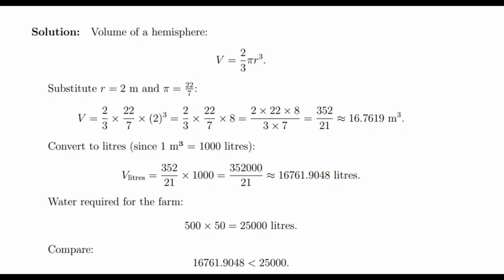So now the water required for the farm. We learn the farm is 500 meter cube, and each square meter requires 50 liters. So the water required for the farm will be 500 times 50, which is 25,000 liters. Comparing with our previous answer, which is 16,000, it is lesser than 25,000, which means that our hemisphere won't be sufficient to water the whole farm.